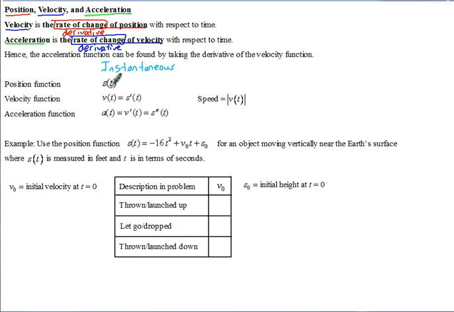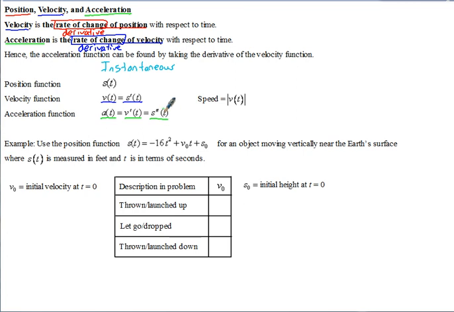So, we started with the position function, which sometimes will be called s of t, but we'll use other letters for that. It's not always s of t. And if we want to go to velocity, velocity is the first derivative of the position function. And then if we want to go to acceleration, acceleration is the first derivative of velocity, but since the velocity is already the first derivative of the position, acceleration is going to end up being the second derivative of the position function.